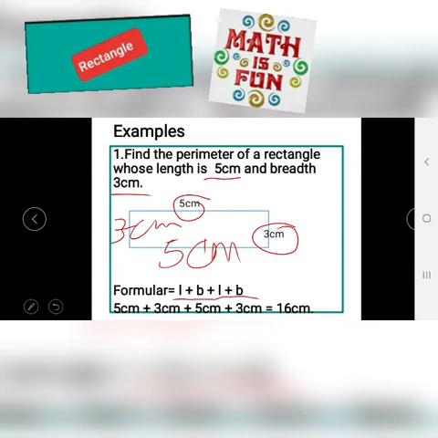Don't forget that this is a shortened one. So you have what? Your 5 centimeter plus your 3 centimeter. Then you go to the second length again, 5 centimeter plus your 3 centimeter. There you have what? 16 centimeter.